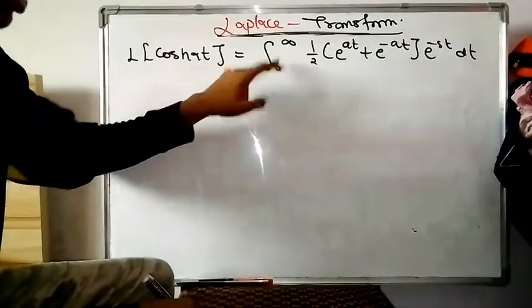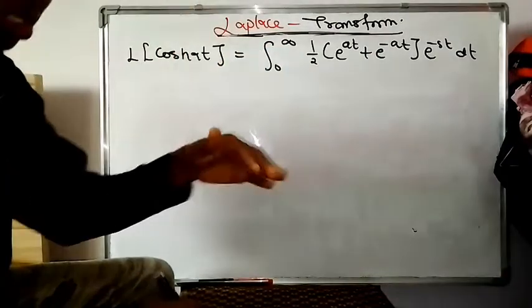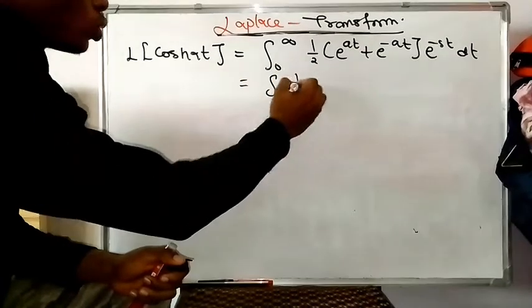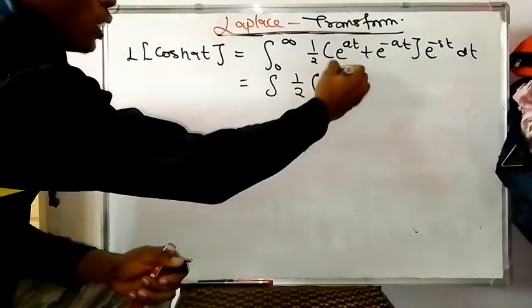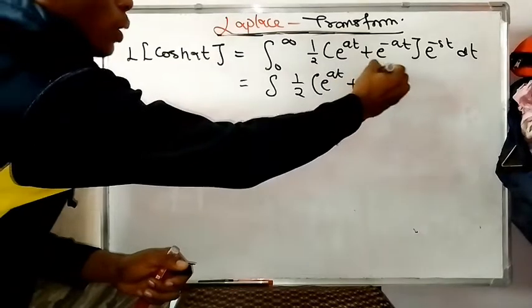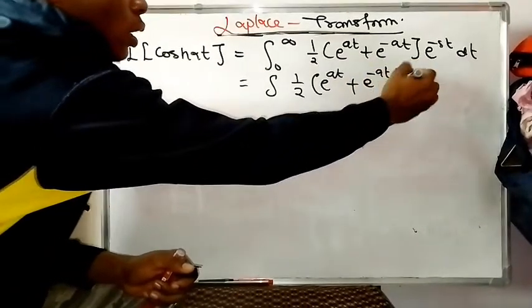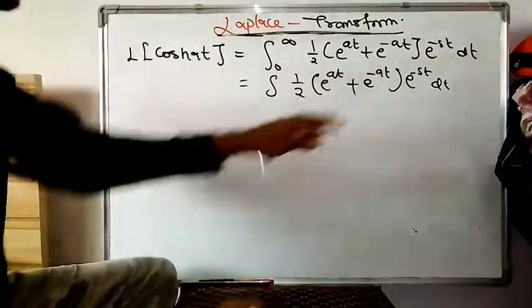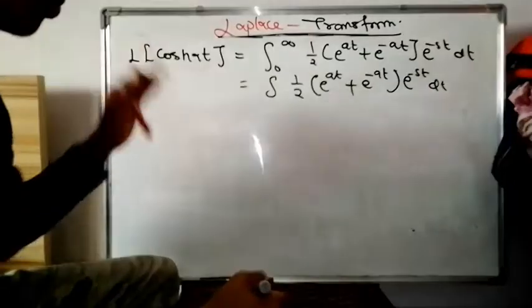Before we apply our limit from 0 to infinity, we need to integrate. So integrating this first, we will have the integral of 1 over 2 open bracket exponential at plus exponential minus at, times exponential minus st dt. Now let's simplify it before we apply our integral sign, before we integrate it.